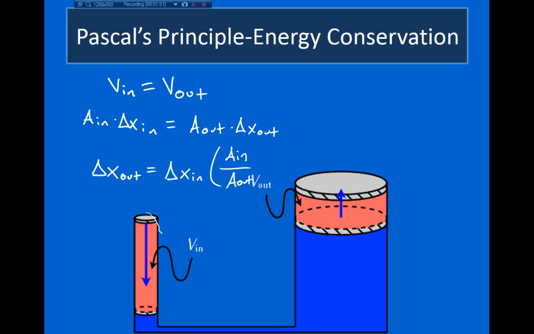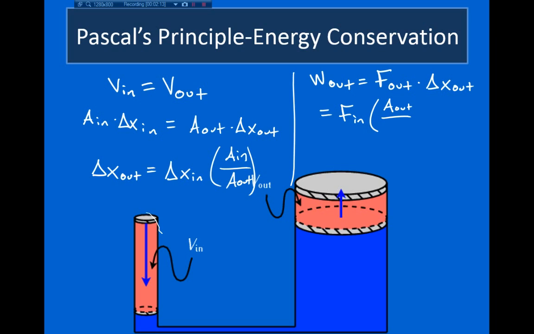So now if I calculate the work that is done by the output plunger moving upwards, this is equal to the force that is exerted on the output plunger times the distance that the output plunger moves. Now remember that the force exerted on the output plunger is equal to the force exerted on the input plunger times the area of the output plunger over the area of the input plunger. And the distance that the output plunger moves is equal to the distance that the input plunger moves times the area of the input plunger divided by the area of the output plunger. Now if we look at this, we can see that these two ratios are going to cancel out.